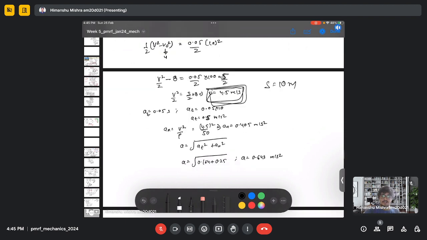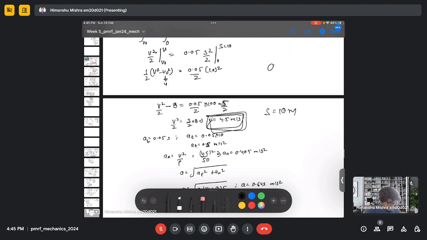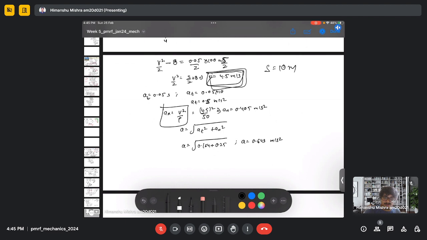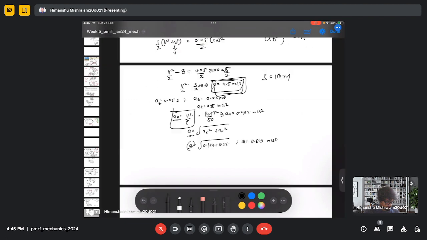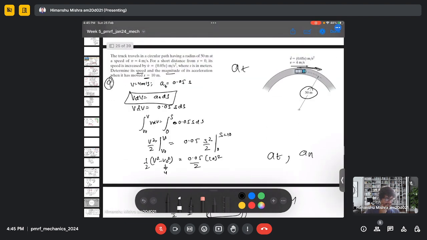Then to find the magnitude of acceleration, since we have already given the tangential direction, we need to find the component of normal acceleration as well. So for that we use this relation which we have seen, and by this relation we calculate the normal acceleration and then the overall magnitude of acceleration. So any doubt in this question?